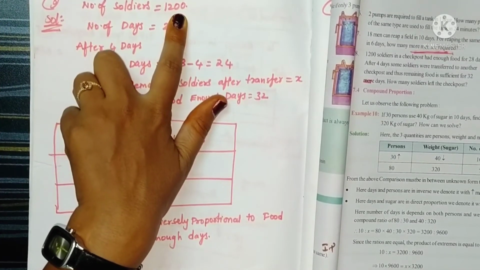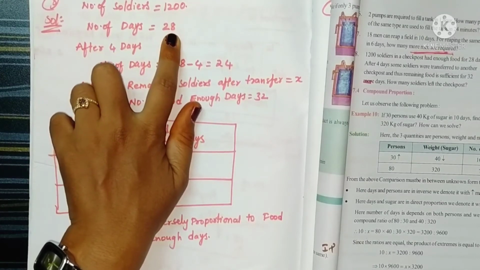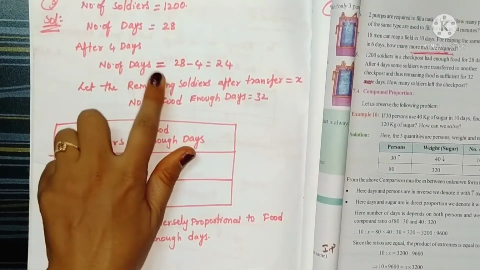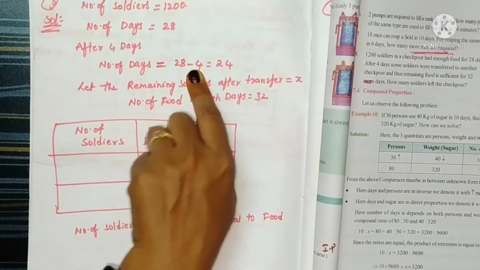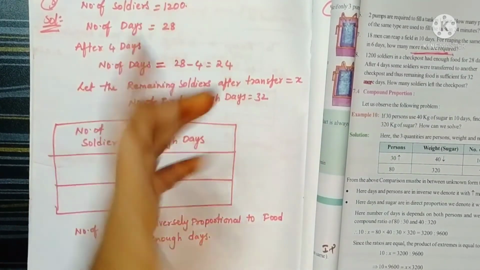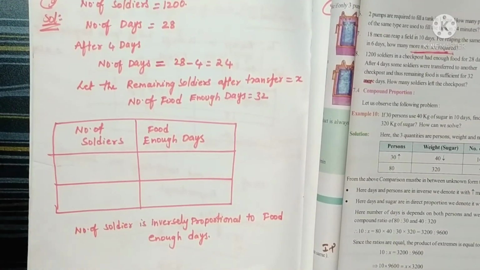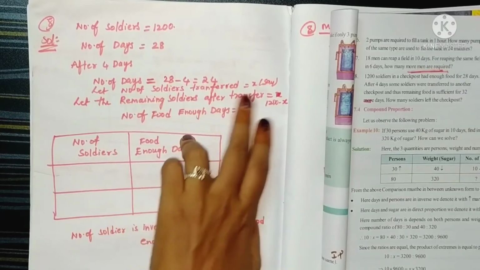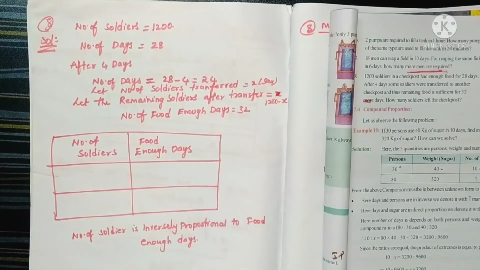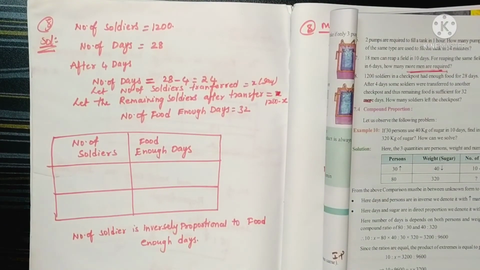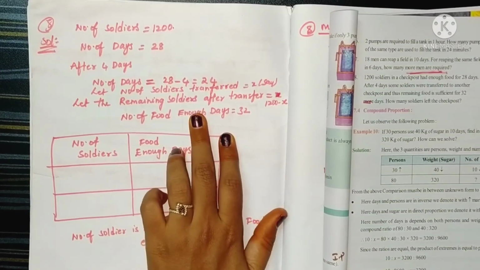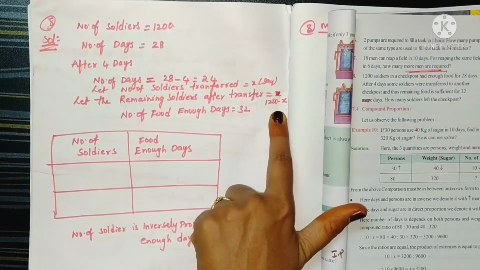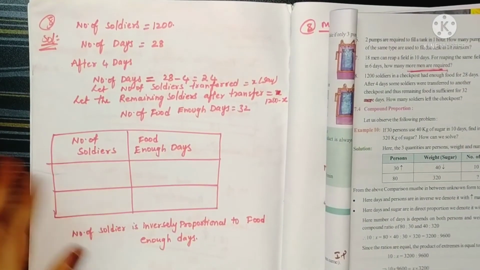Number of soldiers 1200, number of days 28, okay, first in the beginning. After 4 days, the number of days decreases by 4, right? So it becomes 24. Soldiers also decreased. So the number of soldiers transferred is X. Okay, X members went to another check post. So what are the remaining soldiers? Total first 1200 minus X. 1200 minus X you can write.